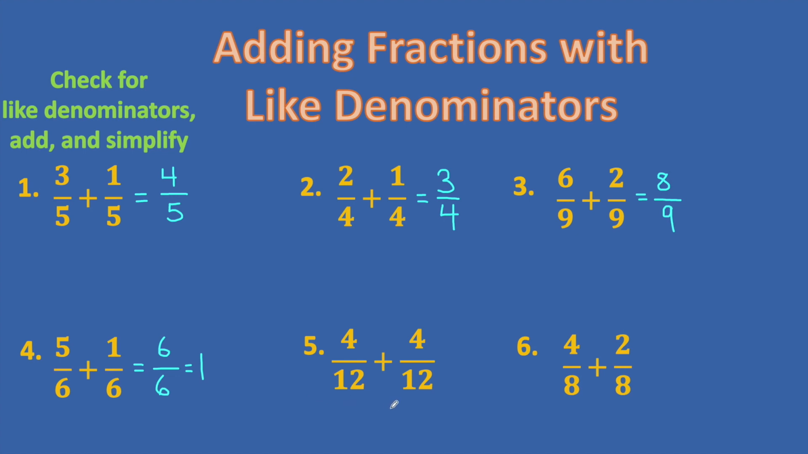Let's look at our next example. We have 4/12 plus 4/12. So we check that the denominators are the same, which they are. We have 12 here and 12 here. Now we can add the numerators. So 4 plus 4 equals 8. Then we copy the denominator down, which is just a 12.